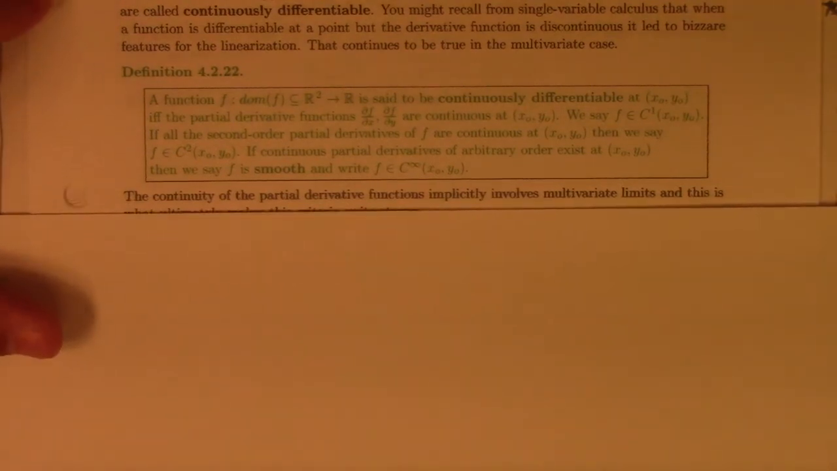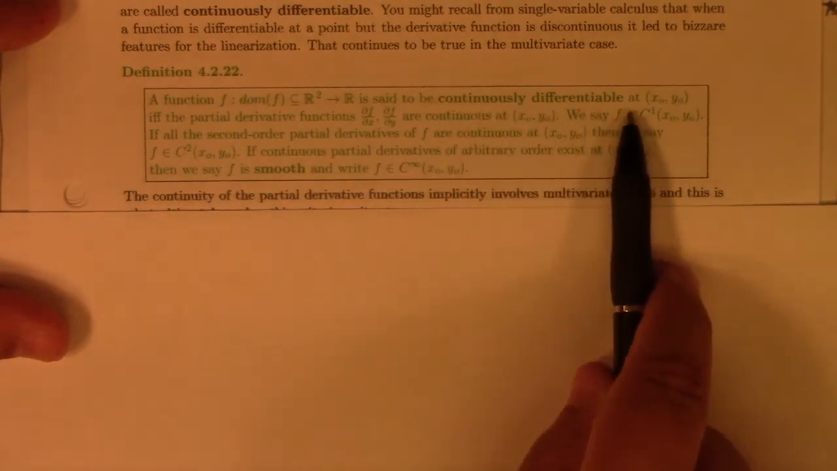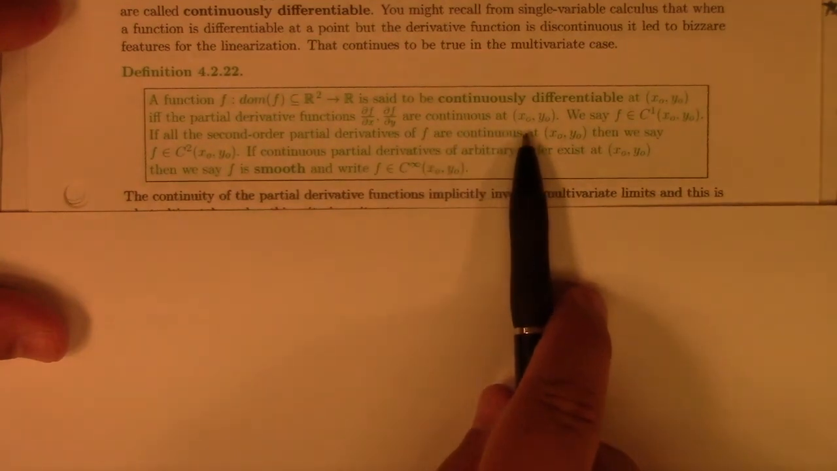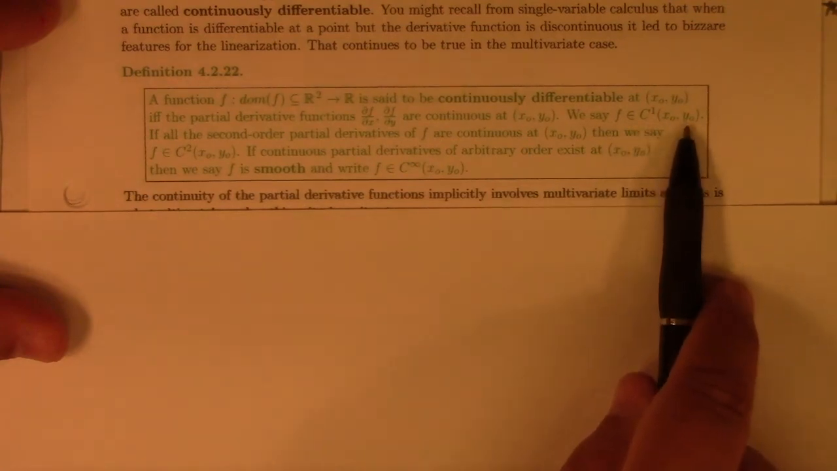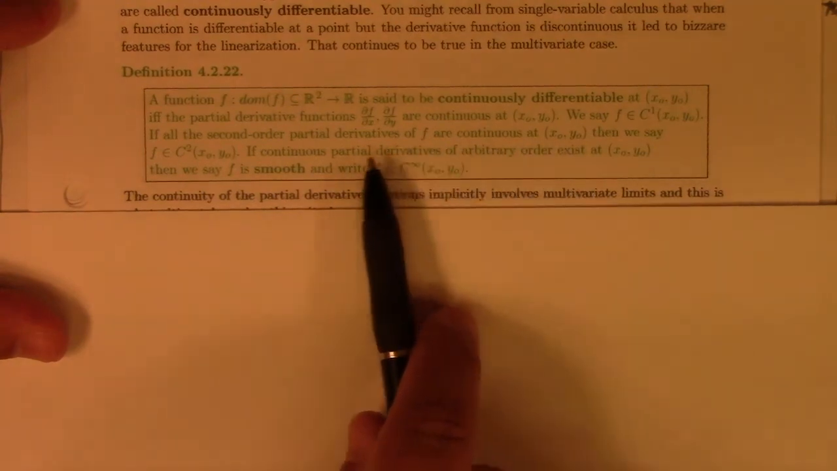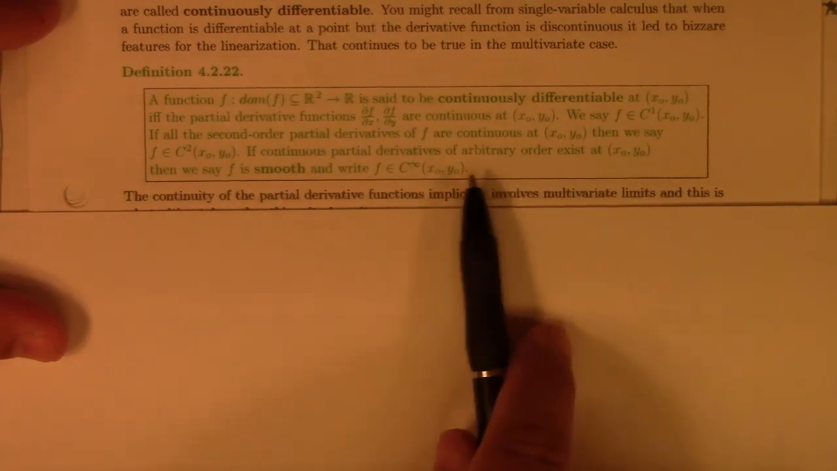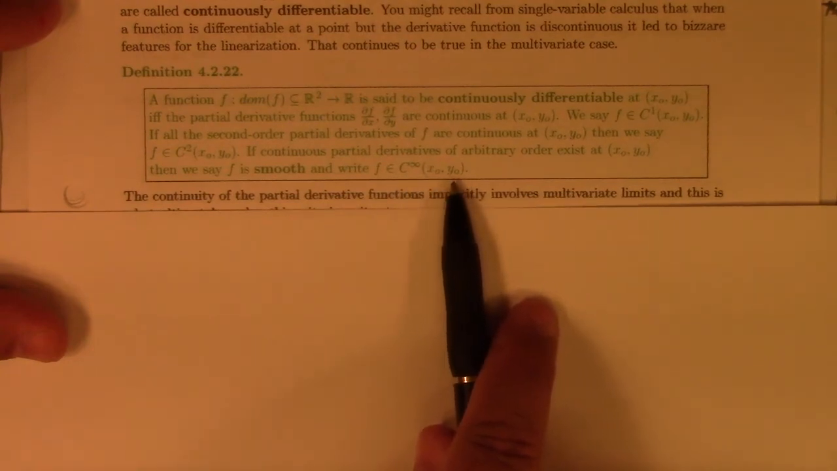Now it turns out that if you insist that the derivatives as functions are continuous, then that fixes things. So a function is said to be continuously differentiable at a point if the partial derivative functions are continuous at the point. And so we'll say f is an element of C1. That means that the first derivative exists and it's continuous. And if all the second order partial derivatives are continuous, then we say it's a C2 function. If continuous partial derivatives of arbitrary order exist, then we say the function's smooth, and f is in C infinity at the point.